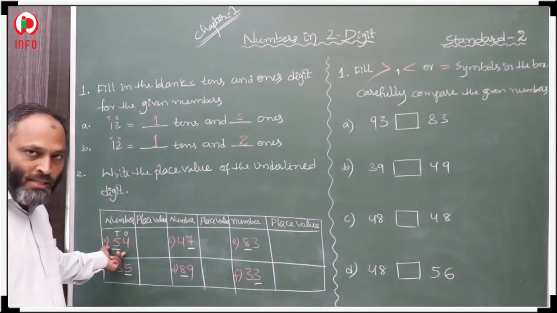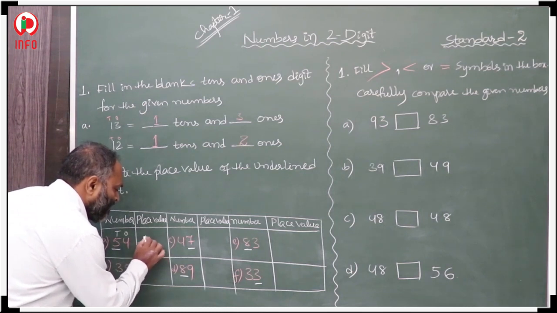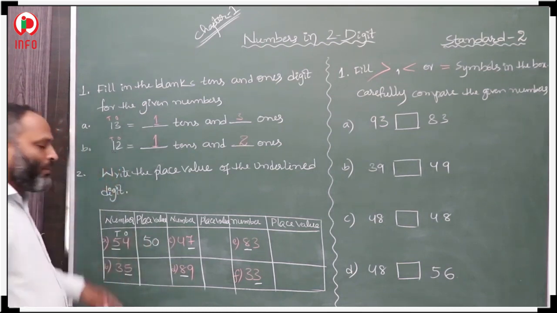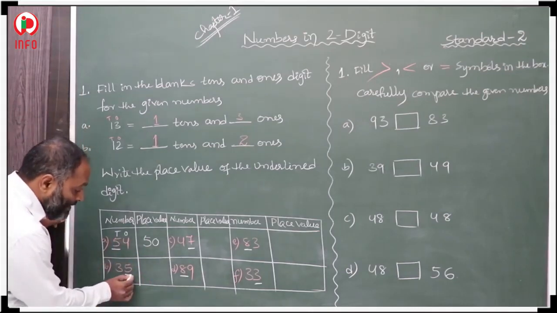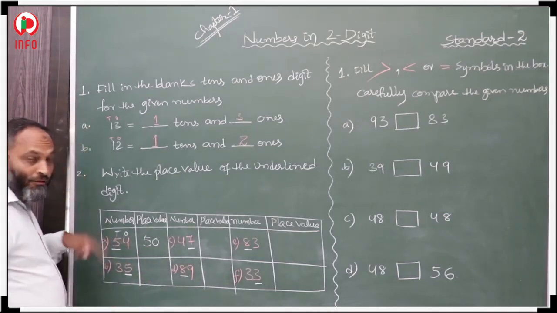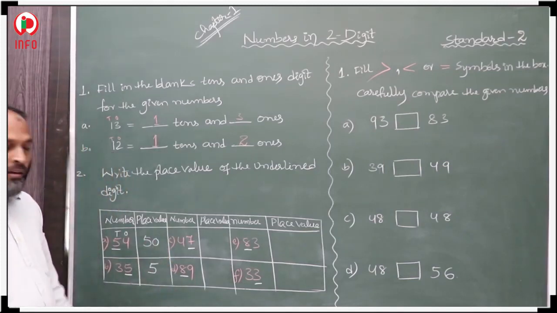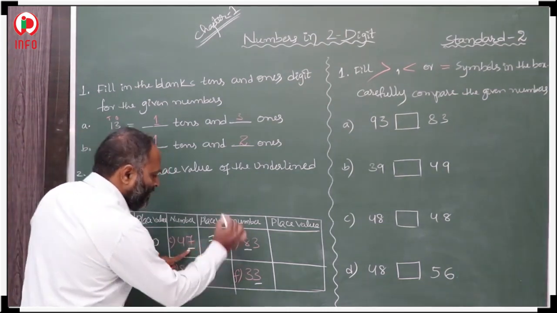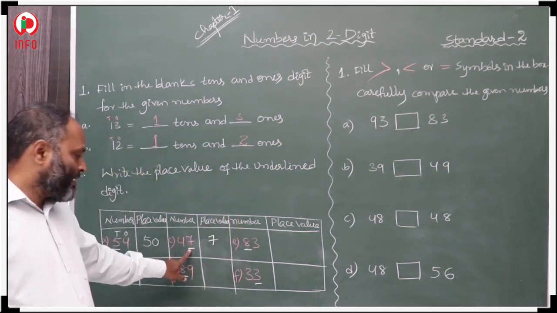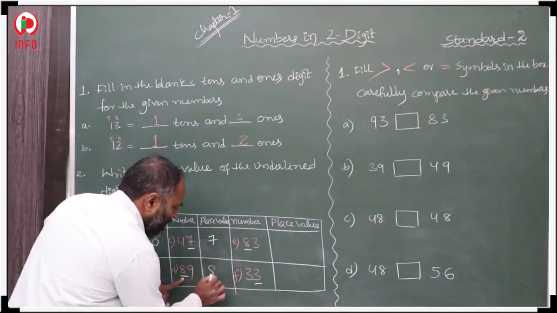In this first number, this is ones place, this is tens place. 5 is in tens place, so place value is 50. The second number, 5 is in ones place. If it is in ones place, the place value is the same, 5. Here 7 is in ones place, the place value is 7 only. Here 8 is in tens place, so here 80.